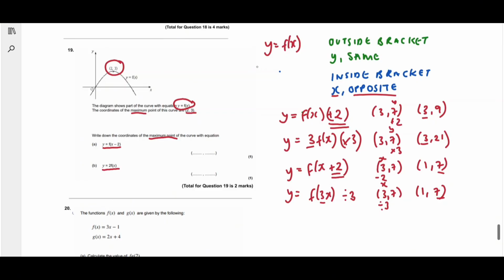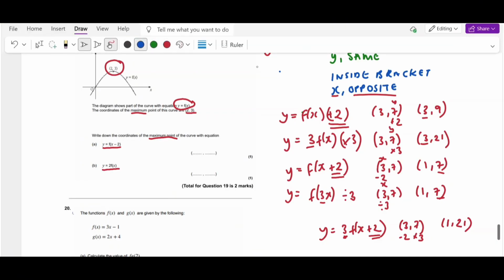Sometimes you might get something like this. It could be both. You could have 3f(x plus 2). That would be telling me to do two things, so I'm doing two transformations to my graph. If I had the same coordinate, outside the bracket is y, and it's the same, so I'd times my y coordinate by 3. Inside the bracket is x, and it's the opposite, so I'd subtract 2 from my x coordinate, and I would get 1, 21. So that's how it works. All right, that's it in a nutshell.